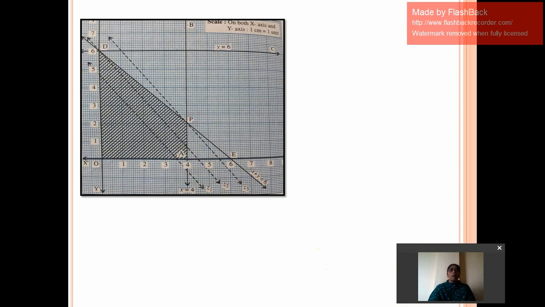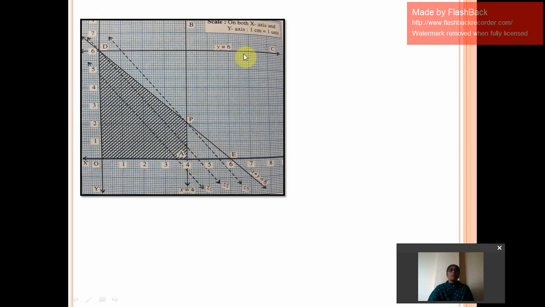Observe the graph. First draw the coordinate axis, xy. First constraint: x less than or equal to 4. The equation of x less than or equal to 4 is written as x is equal to 4. Plot the point 4, 0. Draw the line AB.